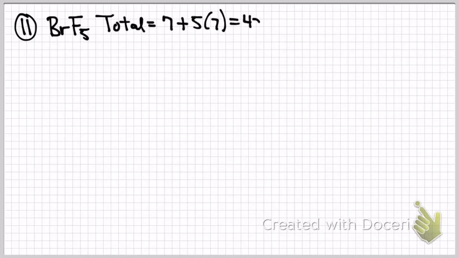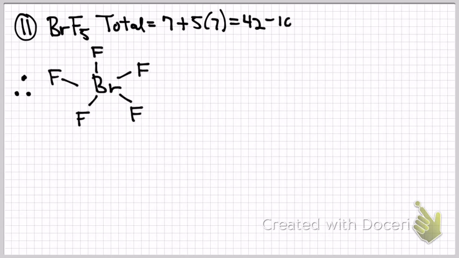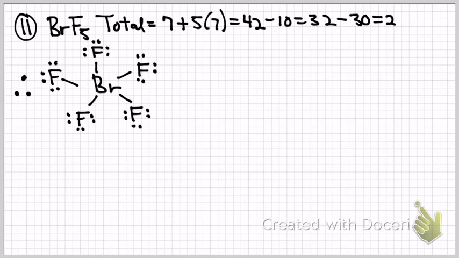Bromine pentafluoride. Let's get its dot structures, and then we'll see what we come up with. Here's your 5 fluorines. Took care of 10 electrons. Take care of the fluorines. You still have 2 left over. Put the last 2 on the bromine. It's allowed to have an expanded octet. You have 6 pairs of electrons around the bromine.